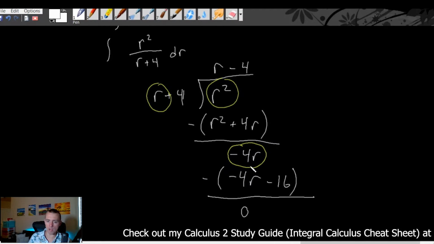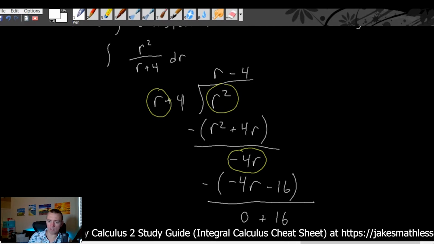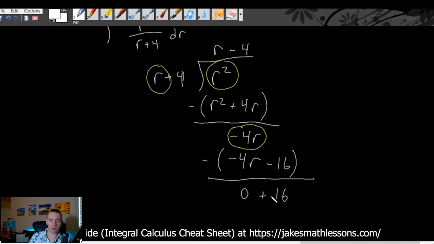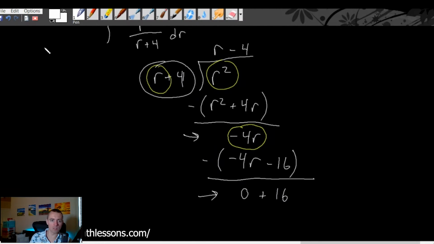And then minus negative 16 gives us plus 16. So now we just have 16. And now we've gotten to the point where the degree of each step along the way, once we get to the point where the degree here is lower than the degree of whatever you have over here on the left, then you can stop. So in this case, we're down to a constant. We can't divide a constant by r. So we're going to be done here.